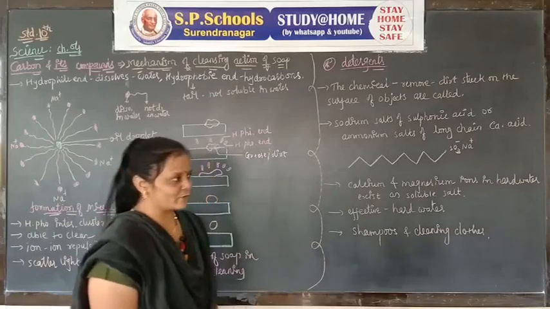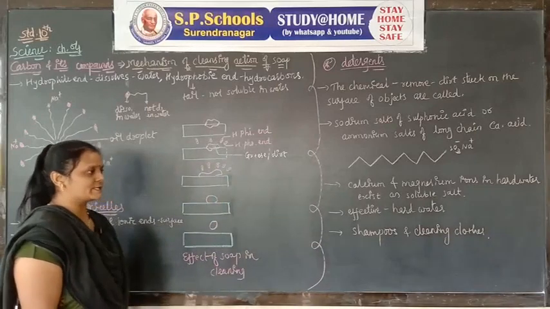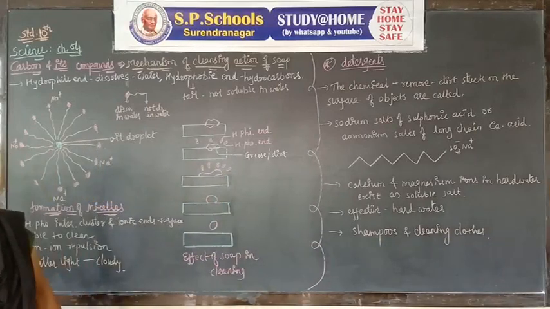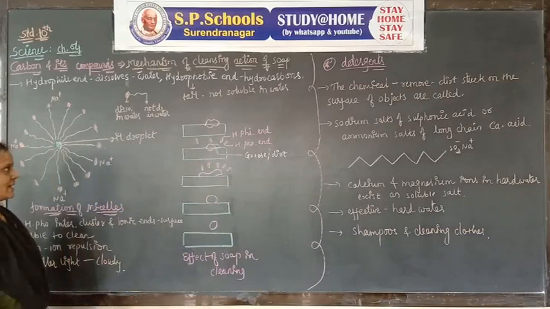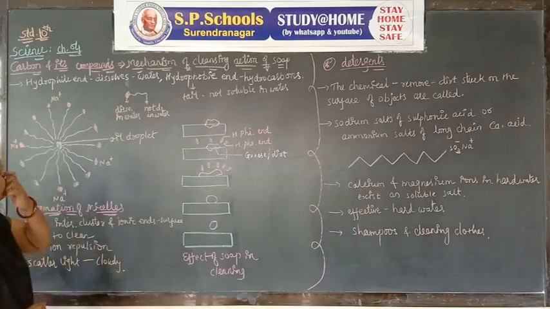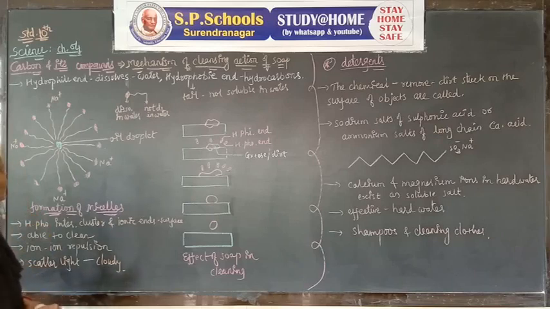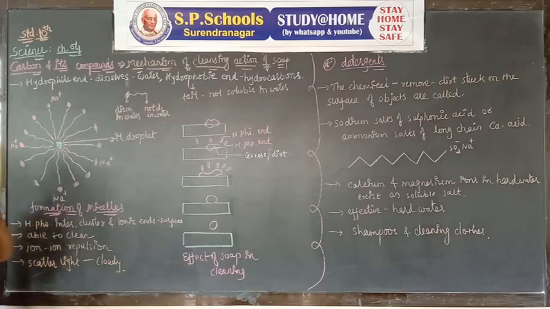In chapter number 4, carbon and its compounds, let's continue with the topic soap and detergent. Let's study the mechanism of cleansing action of soap. We know the soap molecule is made of two portions, the hydrophilic end and the hydrophobic end.